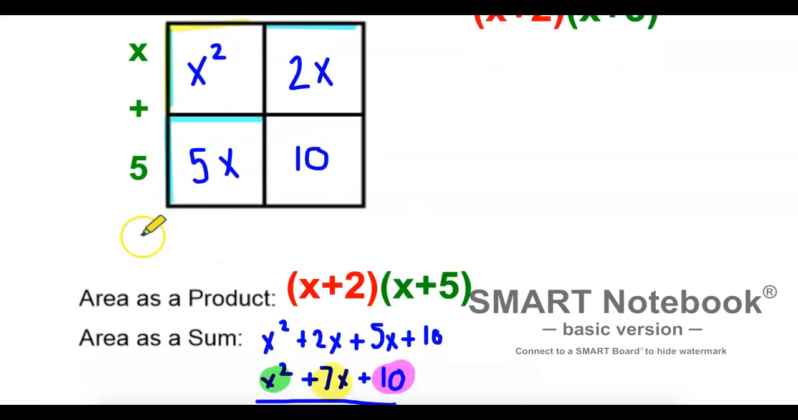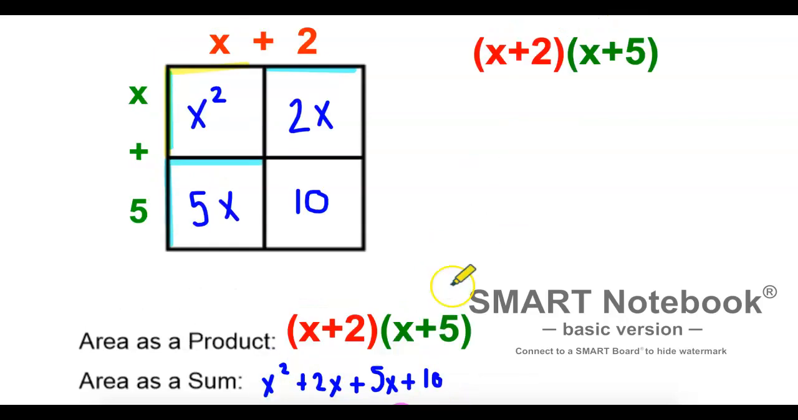So area as a product is equivalent to the area as a sum. Two different ways of writing the same expression.